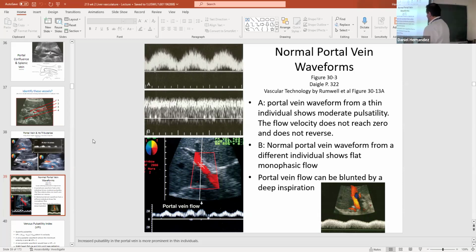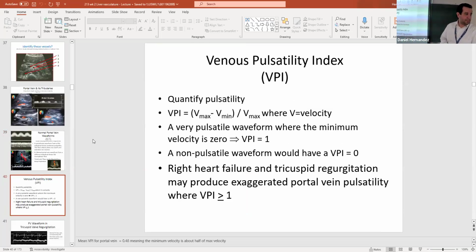Portal vein flow can be blunted by a deep inspiration. If they take a deep breath in, which we often ask for when imaging the liver, that can actually diminish your portal vein flow. Don't worry about venous pulsatility index, cross that off.